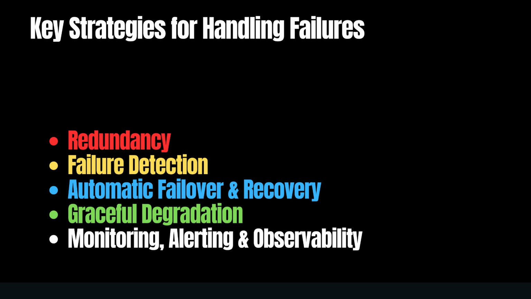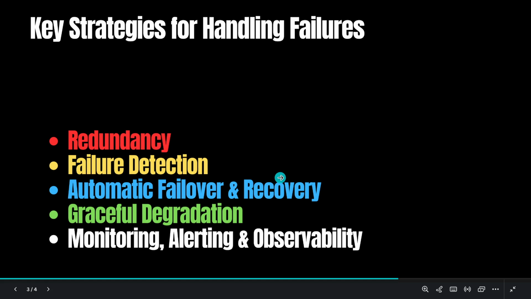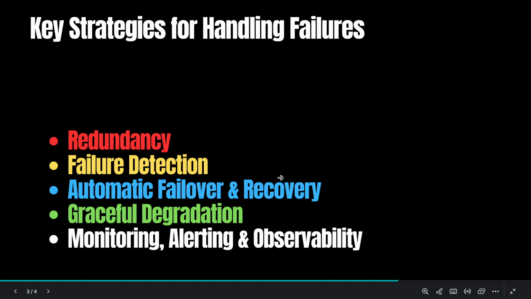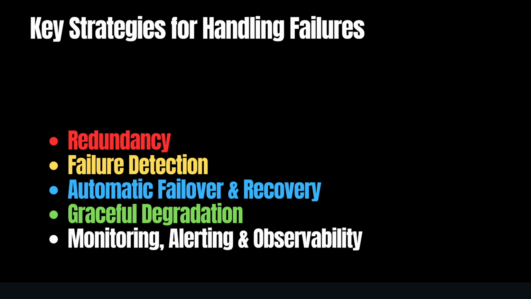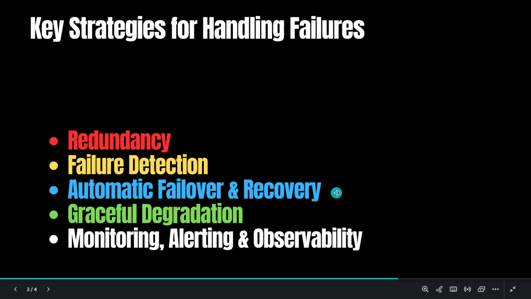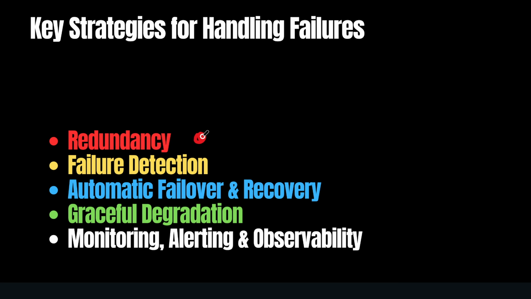We do this by focusing on these key strategies for handling failures. Building a fault-tolerant system involves layering multiple defensive strategies, and these are the most important ones. First, we have redundancy. The simplest and most fundamental way to handle failure is to have multiple copies of everything. If one fails, another can take over.